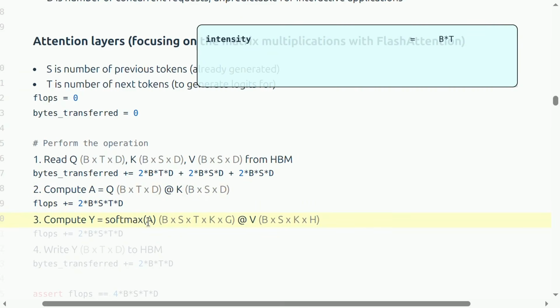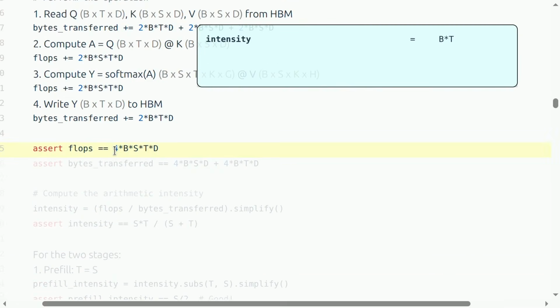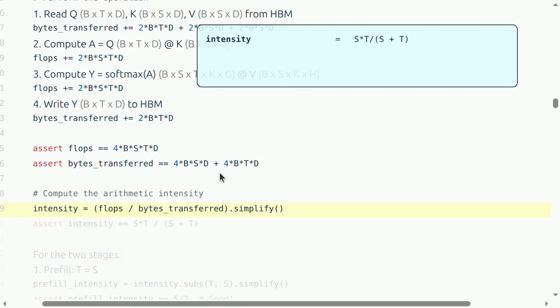You compute the softmax, which doesn't really matter, and compute the value matrix, and then you write the result to HBM. Okay, so the flops is B times S times T times D, and the bytes transferred is this expression. Everything is a matmul, right? So this should always be one degree higher of a polynomial than the bytes transferred because it's a matmul. The only question is, what does that factor look like? So that factor for attention is s times t over s plus t.